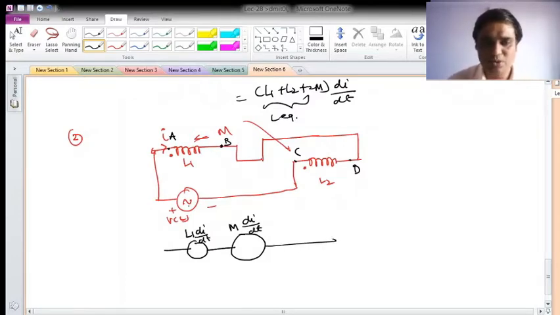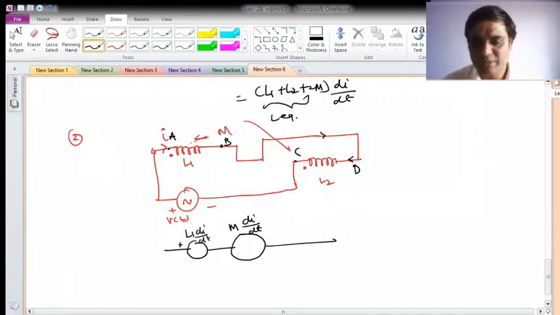Okay, so two EMFs because of the mutual thing. So what is the polarity of L1 di1 by dt? It will be current entering into the dot, so it will be plus and minus. Now what about this? Here the EMF induced will be because of the current flowing into it.